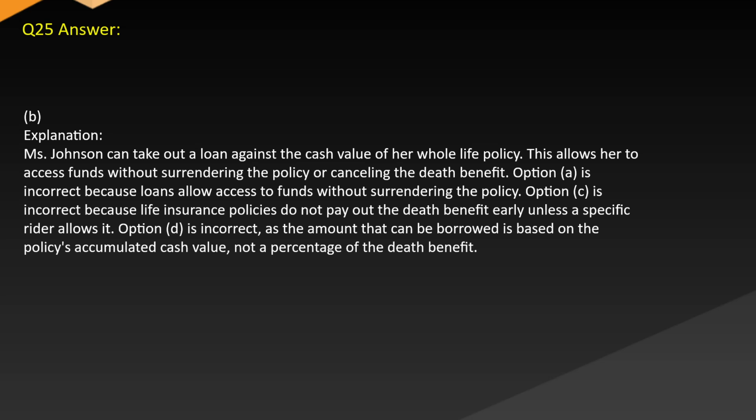Option C is incorrect because life insurance policies do not pay out the death benefit early unless a specific rider allows it. Option D is incorrect as the amount that can be borrowed is based on the policy's accumulated cash value, not a percentage of the death benefit.